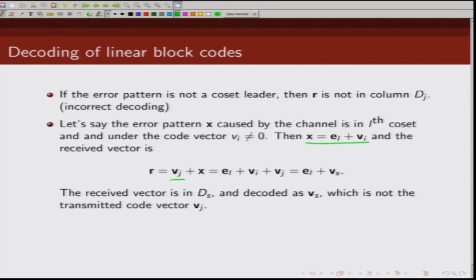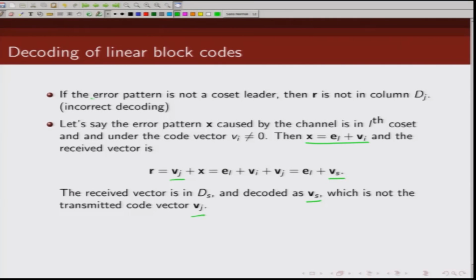Now, what is Vi plus Vj? The sum of two code words is also a valid code word. Let us call that code word Vs. So now the received vector is in partition Ds, and in this case we are going to decode it as Vs, which is not the same as the transmitted code word Vj. So, that is what I meant.